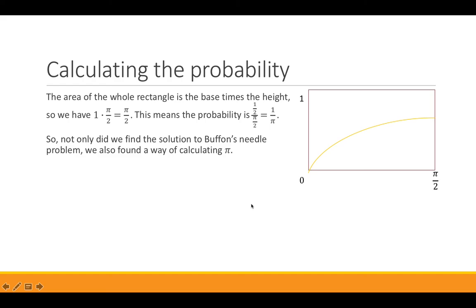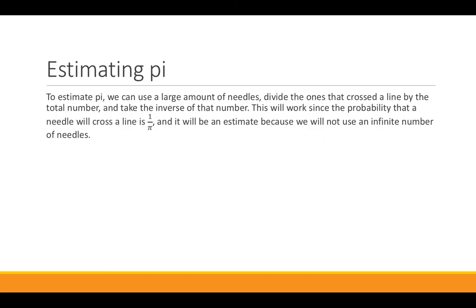So the area of the whole rectangle, as we said, is the base times the height. So we have 1 times pi over 2 equals pi over 2. This means that the probability is 1 over 2 over pi over 2. And then the 2's cancel, and we have a probability of 1 over pi. So not only did we find the solution to Buffon's needle problem, but we also found a way of calculating pi, which is the following.